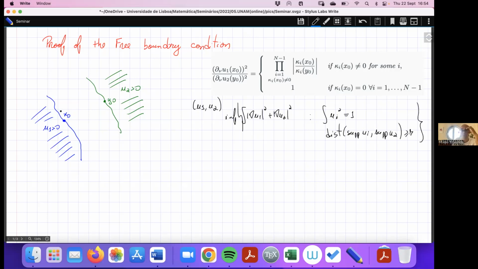And we assume regularity. Okay, and we want to show that if I take a point X naught in the boundary of the set where u1 is positive, and I take the point at distance R, let me call it Y naught, then the normal derivative squared divided by the normal derivative here squared is this expression. Okay. In the local case, they match.